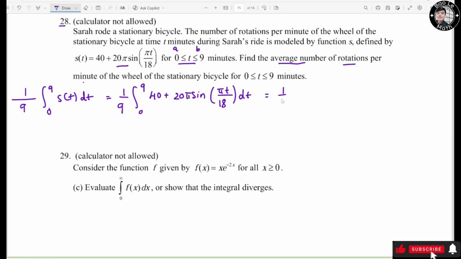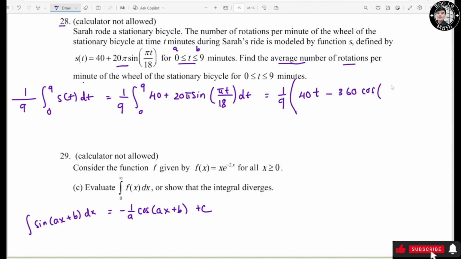So it's going to be 1/9 times 40t, right? Now remember, the antiderivative of sine of (ax plus b) dx is going to be -1/a cosine of (ax plus b) plus c. So keep this one in mind, right? So a in this situation is pi over 18. Now you just flip this one, it's going to be 18 over pi, right? It turns out to be -360 cosine of pi t over 18, right? Evaluated from 0 to 9, right?